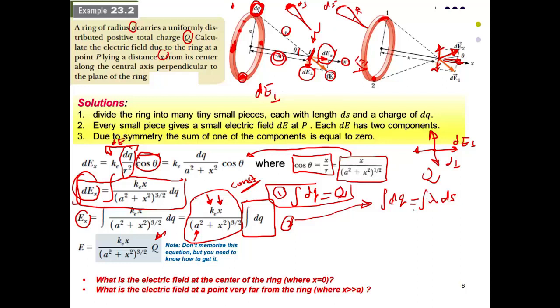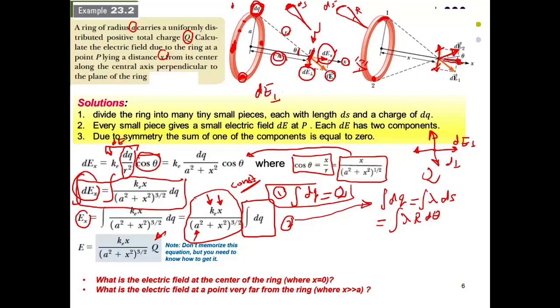This is something we have done in physics 1, right? So it's equal to integration. Lambda, now I could write as lambda ds, so it's equal to lambda ds. I could write as r d theta, because I want to prove this equal to dq. Let's do integration, d theta.